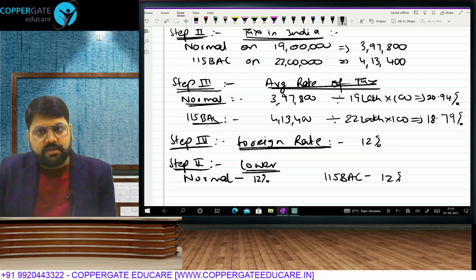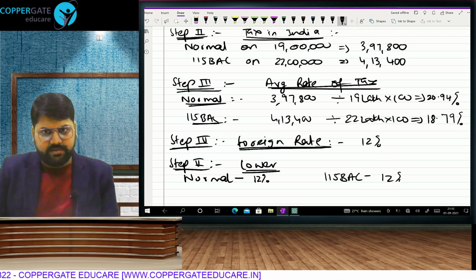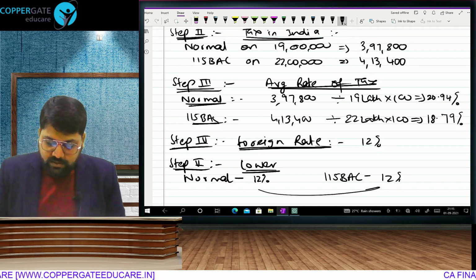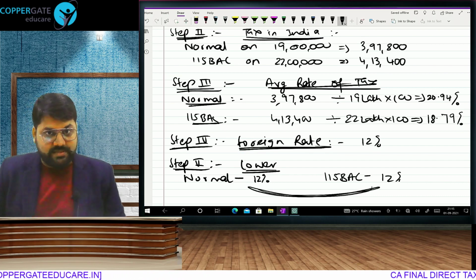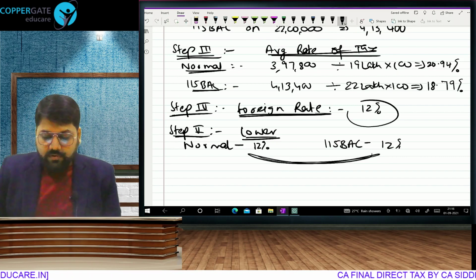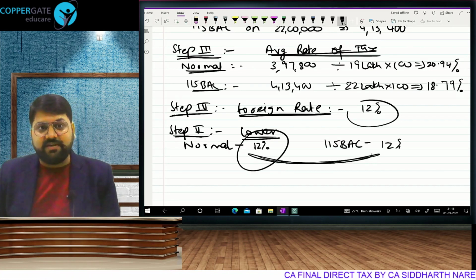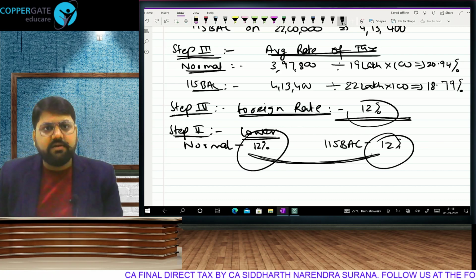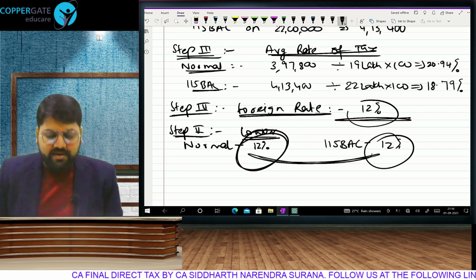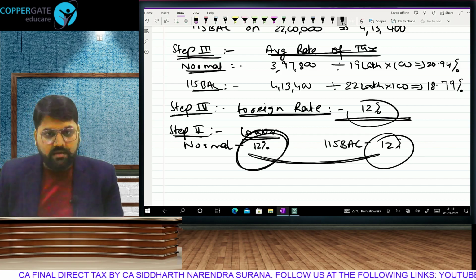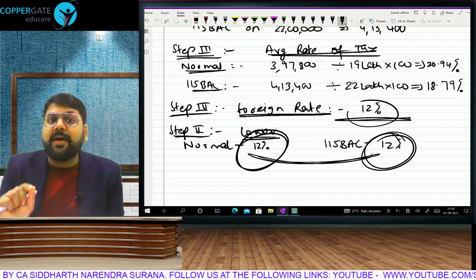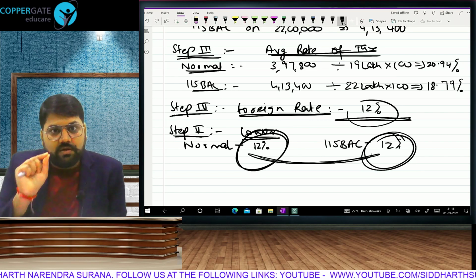Now you need to pay attention because I am explaining a very, very important concept. It's a mere coincidence that the foreign rate is too low, and thus as per both regimes we are getting the lower rate of 12%. If this rate was 22, then in the old regime our answer would have been 20.94 and here 18.79, individually whichever is lower. If this was maybe 20%, then in the old regime our answer would have been 20 or 20.94, so 20, and in the new regime it would have been 20 or 18.79, so 18.79. This comparison has to be done, Indian rate or foreign rate, whichever is lower, on an individual basis.